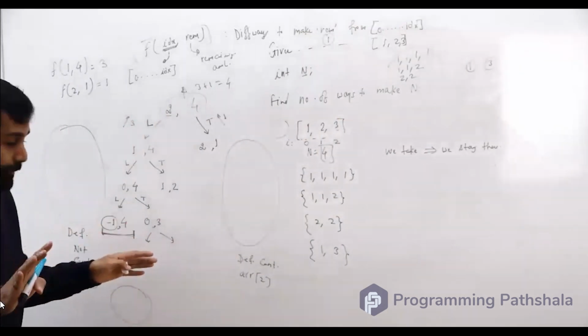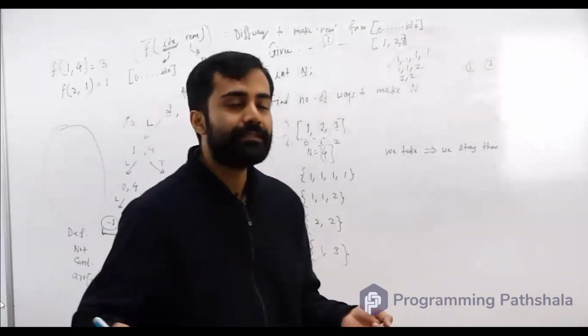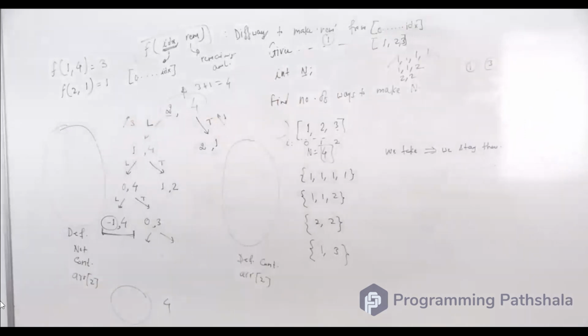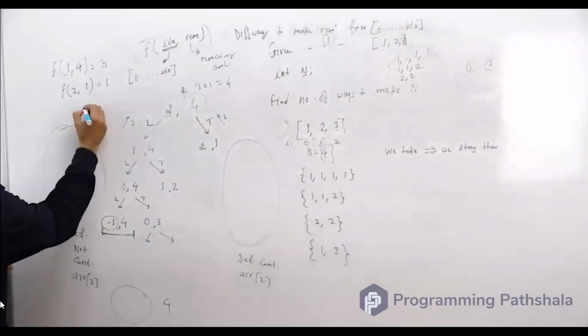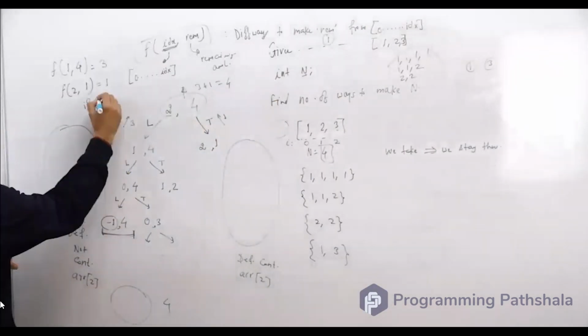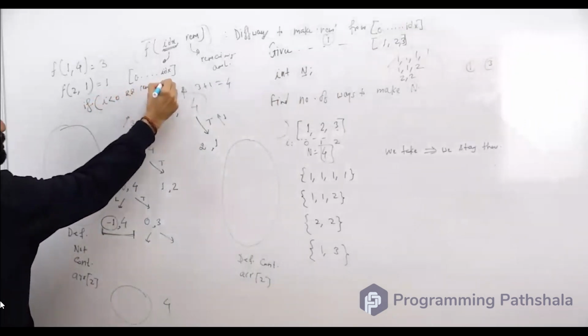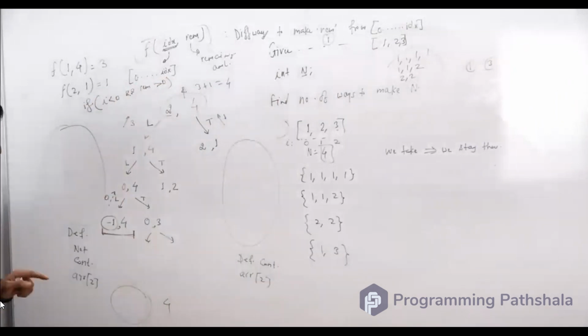You have 0 denominations with you, and you want to make 4 rupees. Tell me, is there any way to make 4 rupees when we have no denominations with us? The answer is no. So if my index became negative and the remaining amount is still positive, then there are no ways. So in this situation, we should return 0.